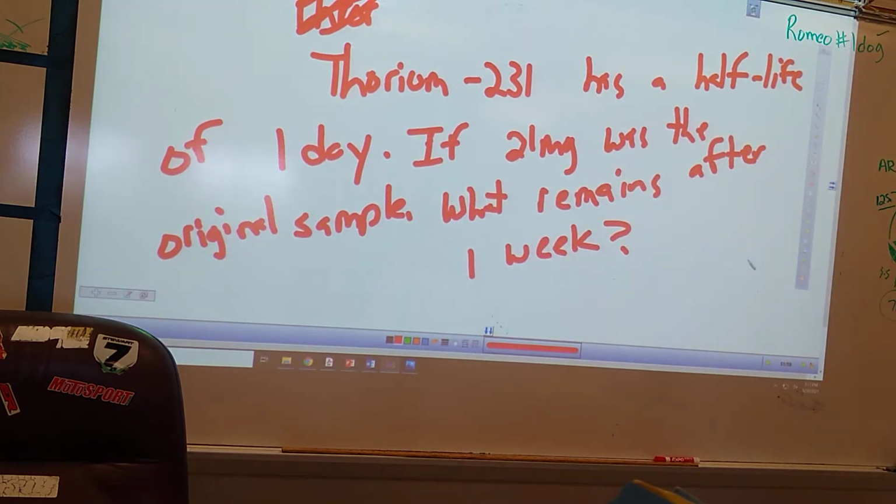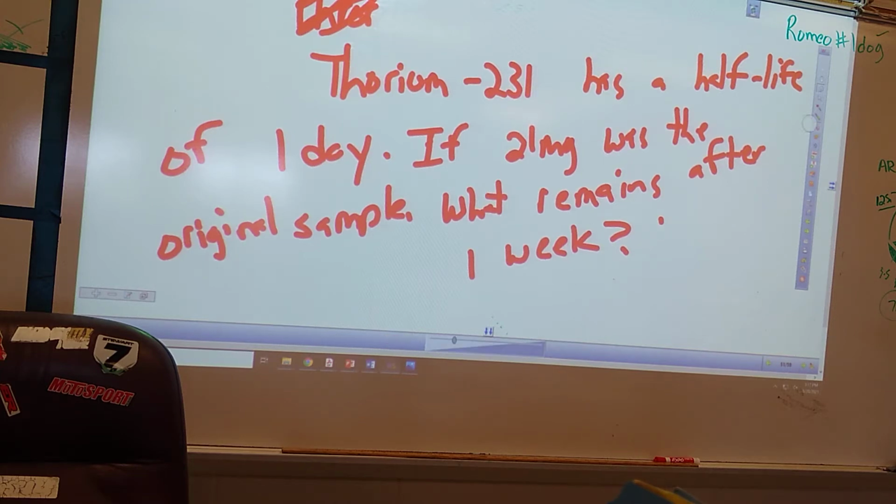Now, we do a math problem here. Thorium-231 has a half-life of 1 day. If 21 milligrams was the original sample, what remains after a week? Now, this one will be a little bit harder to do in your head. You could just do it in your head. The easiest thing to do would be to use this formula.